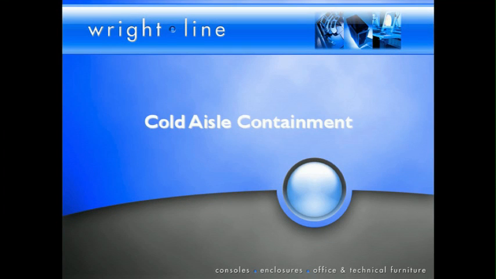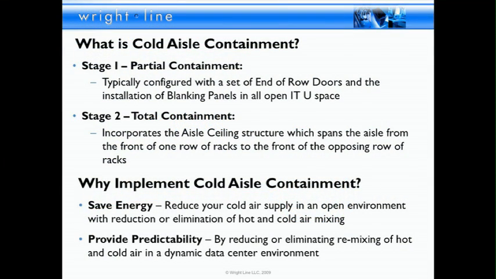I'm going to talk at first a little bit about cold aisle and some of the cold aisle products. First off, why cold aisle containment? Well, we see it in two stages. Remember that partial and the total that I talked about? Typically, the partial containment is just two end-of-row doors.